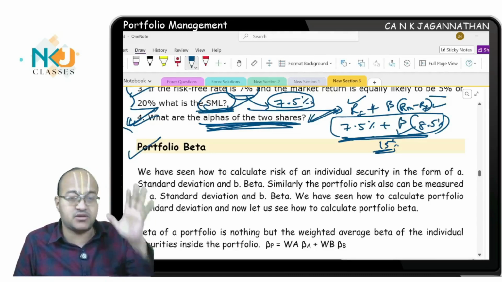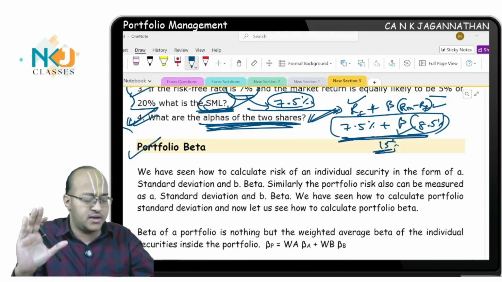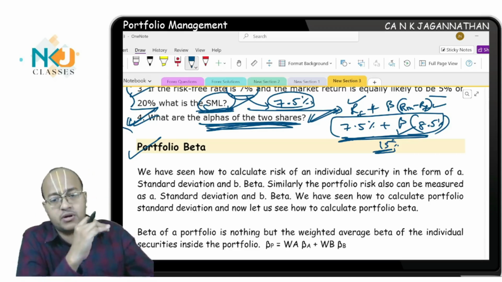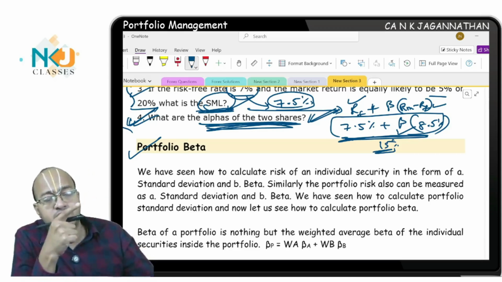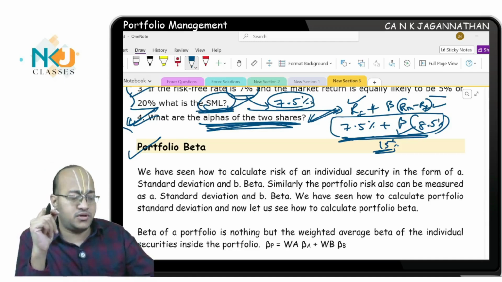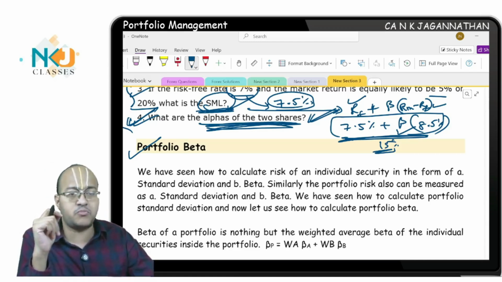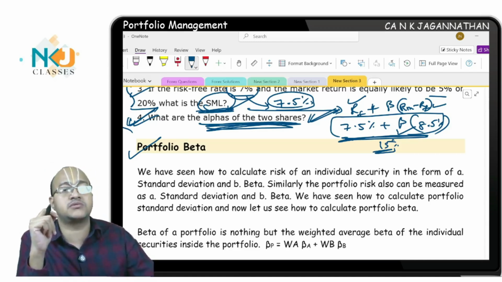Portfolio beta is nothing but the weighted average beta of the individual securities inside the portfolio. That's it. See, just like your portfolio return is the weighted average return of the individual securities inside the portfolio, in the same way here also, portfolio beta means the weighted average beta of the individual securities inside the portfolio.